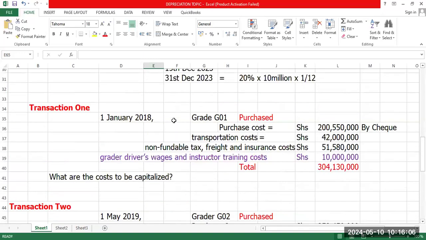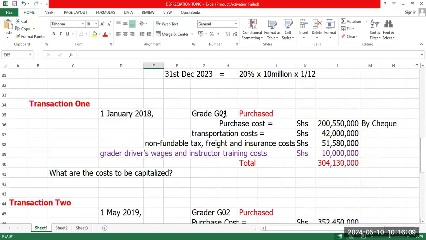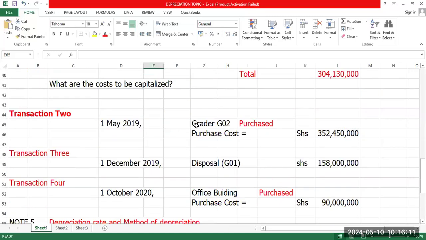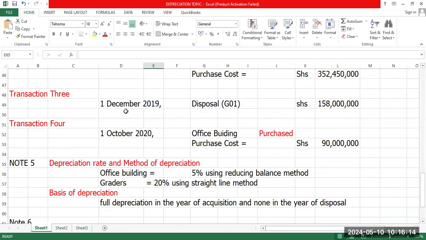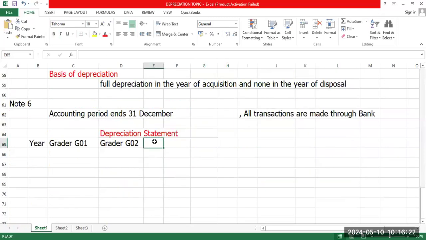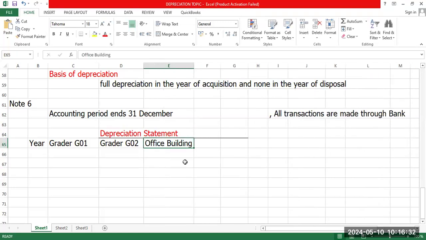This is the first asset, grader 1. We have grader 2. Then another asset is the office building, so I also create a column for office. Every person has their own way of attacking the number, but then in the last column I am going to put the total.